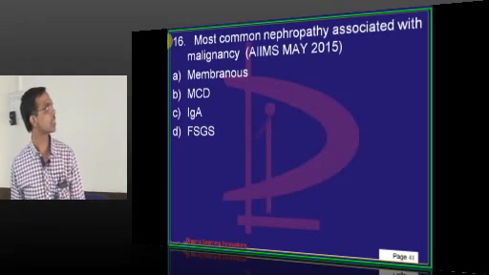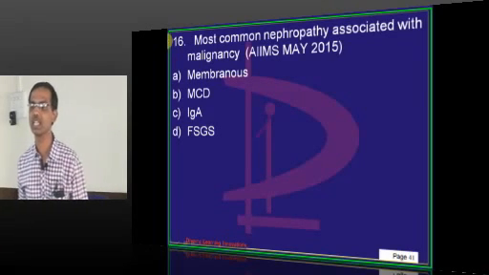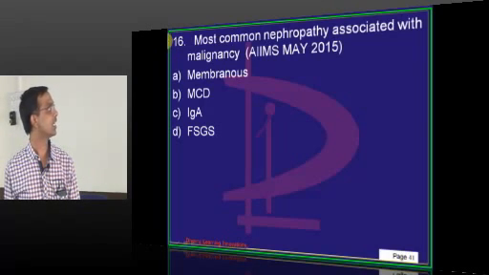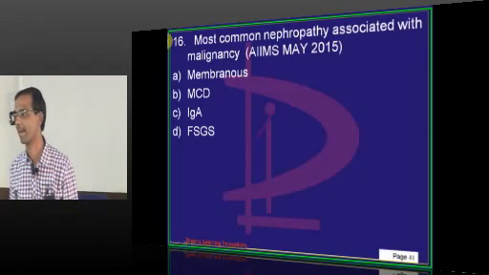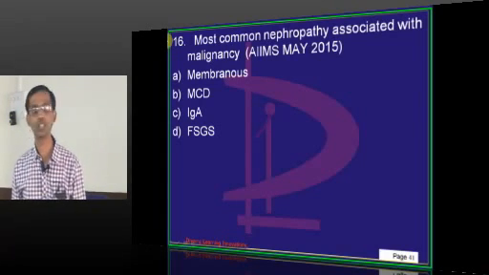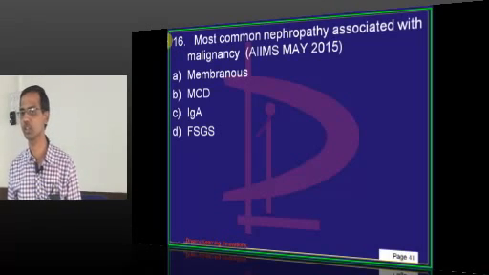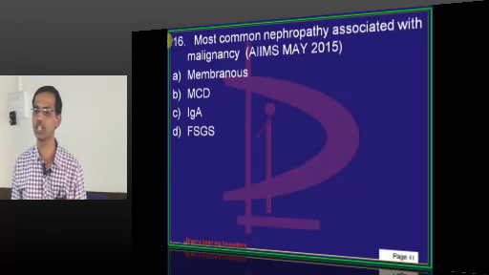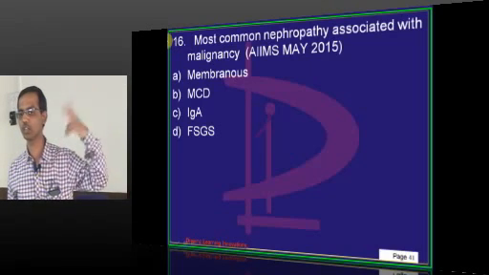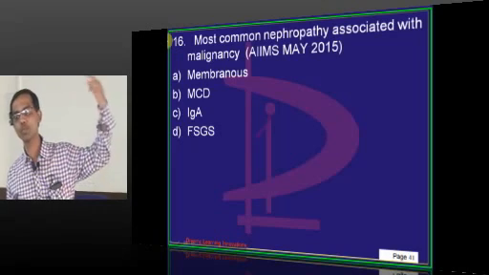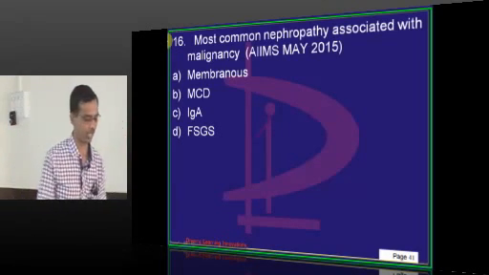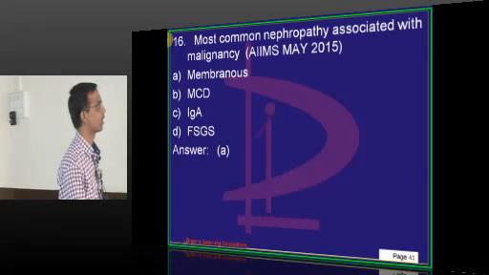What is the most common nephropathy associated with malignancy? Options: membranous, MCD, IgA, FSGS. Two of these are seen with malignancy. FSGS is also seen in malignancy and membranous is also seen. Likewise, like how we saw with reflux, both were there. Membranous was also there, FSGS was also there. But reflux more commonly caused FSGS, whereas malignancy more commonly causes membranous glomerulonephropathy. So please remember that it commonly causes membranous.